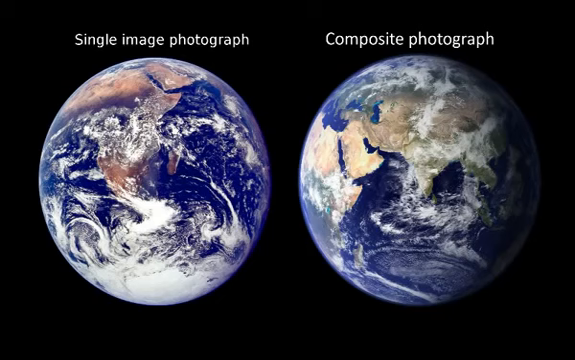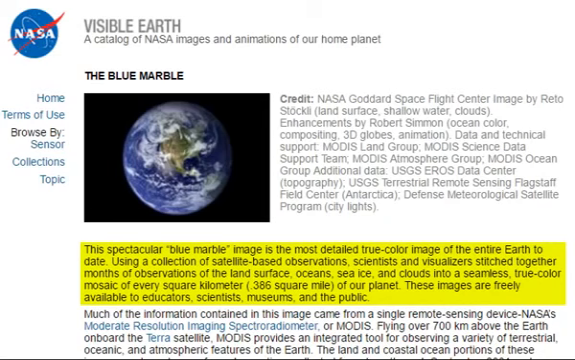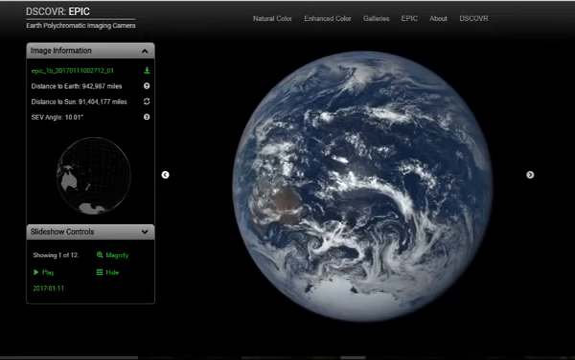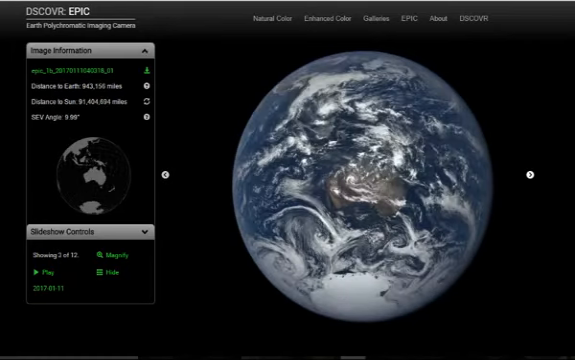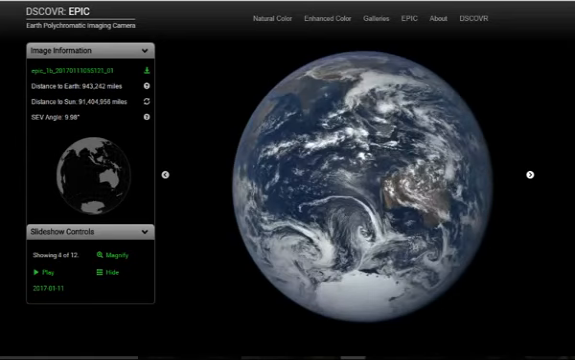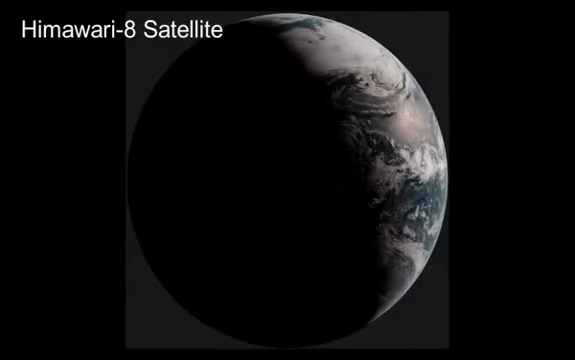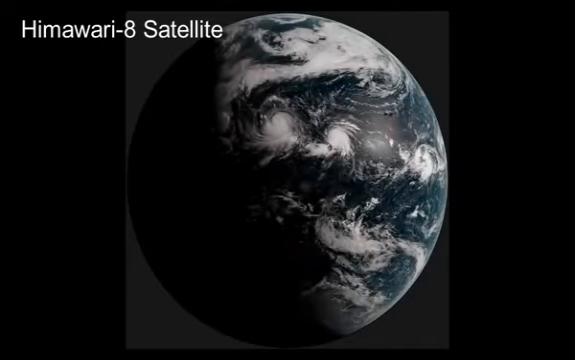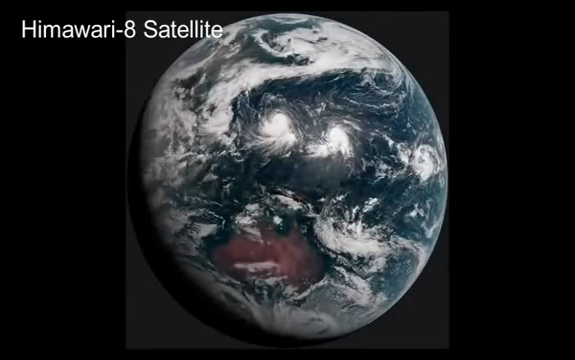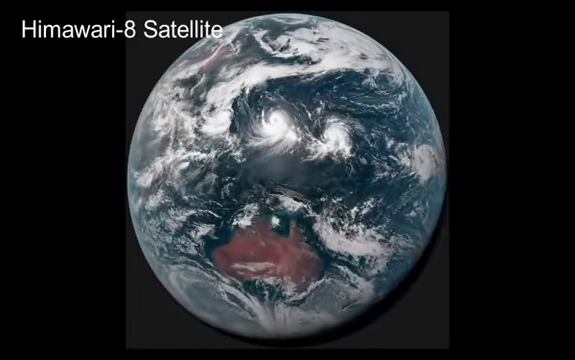The quote from Rob Simon of NASA is taken out of context and refers to high-resolution images of the Earth taken from low Earth orbit satellites and composited together to produce detailed images of the whole Earth. Furthermore, today we have numerous satellites taking photographs of the Earth all the time, including NASA's Discover satellite and Japan's Himawari 8 weather satellite. Again, these are enhanced photographs, not fake CGI.